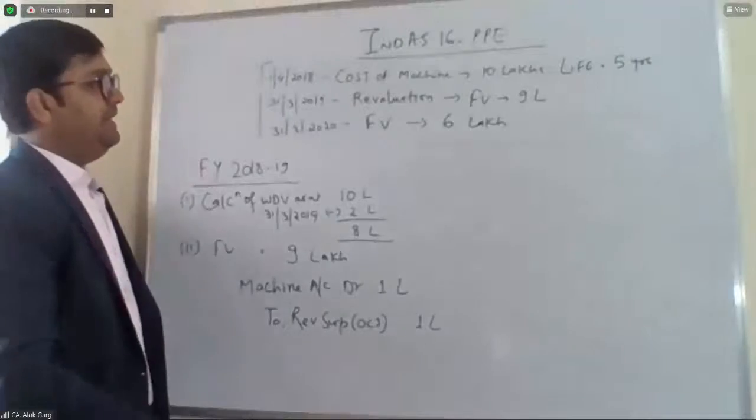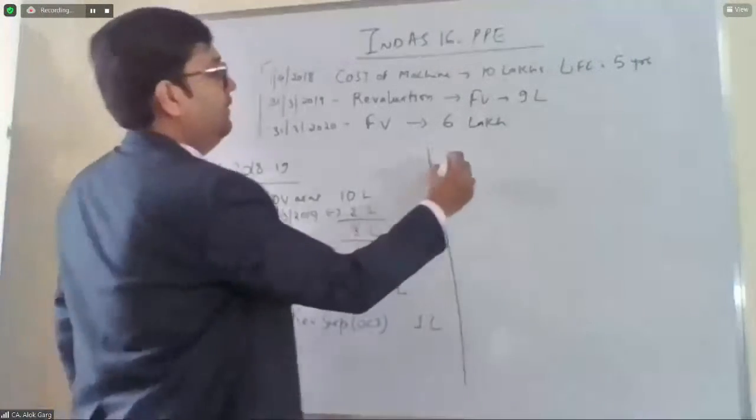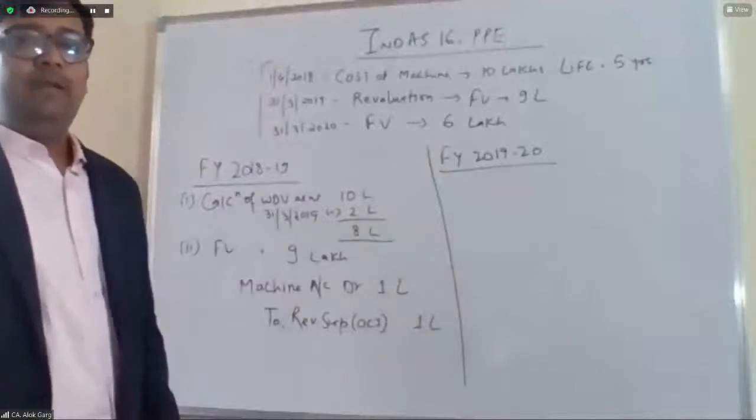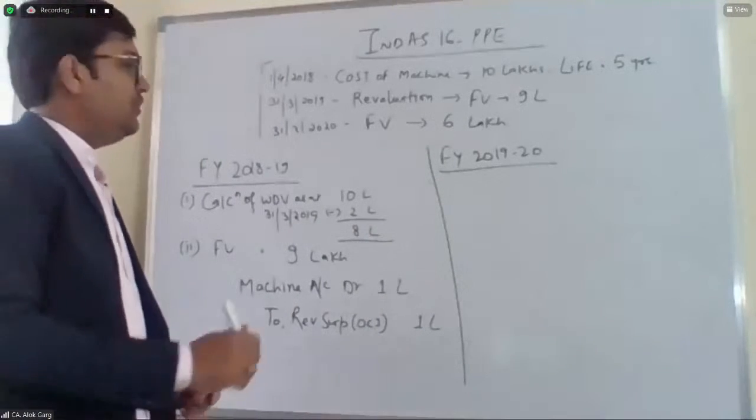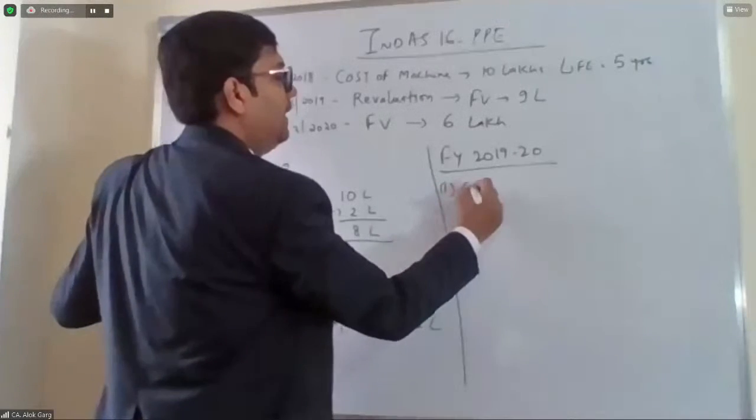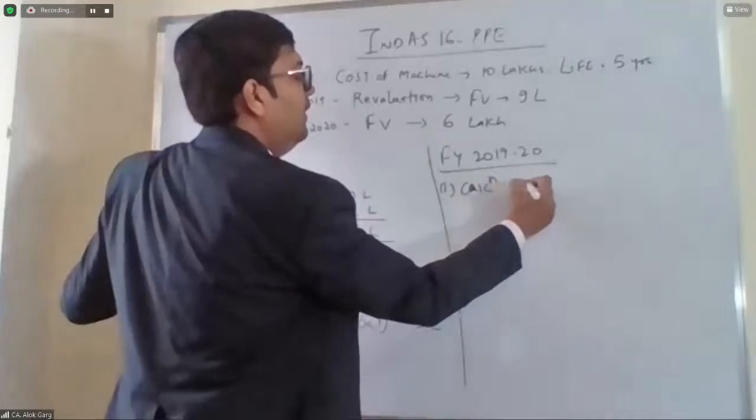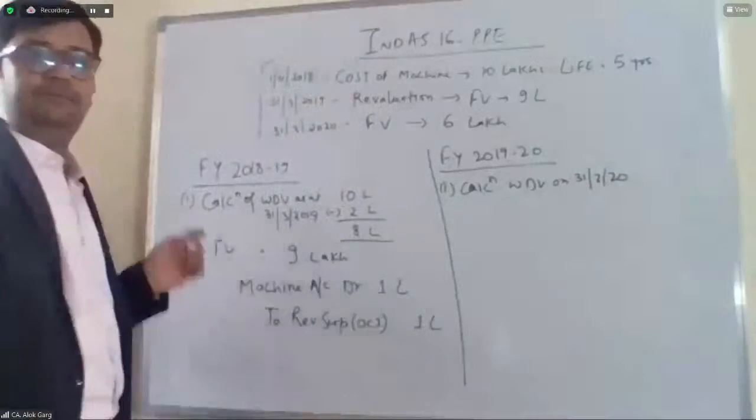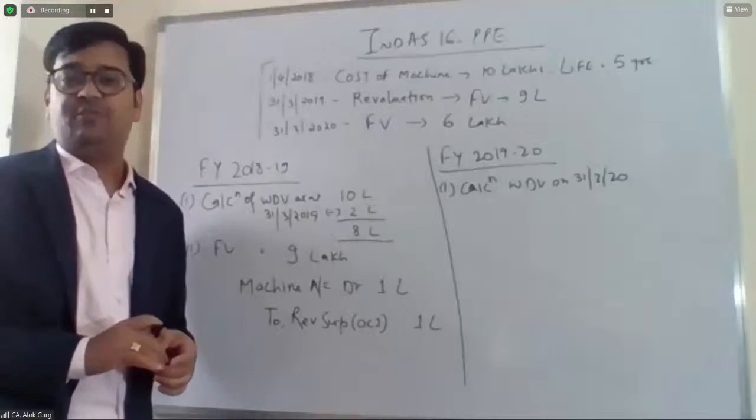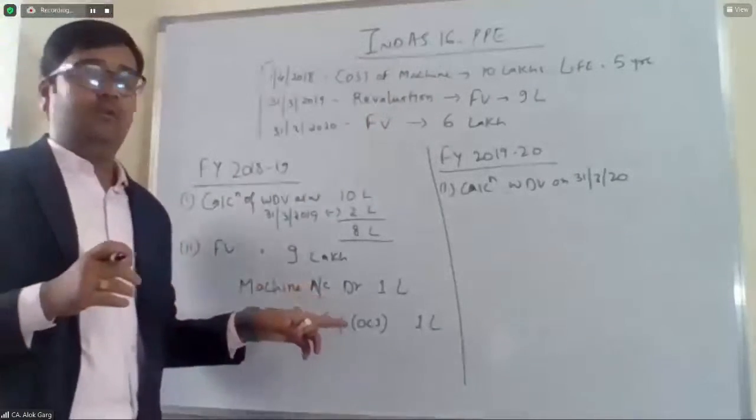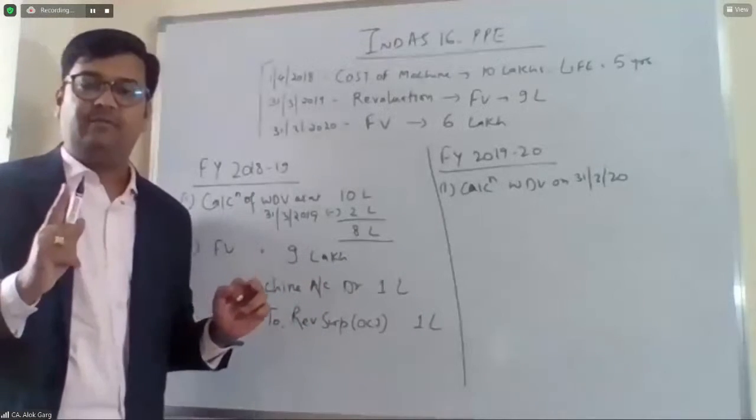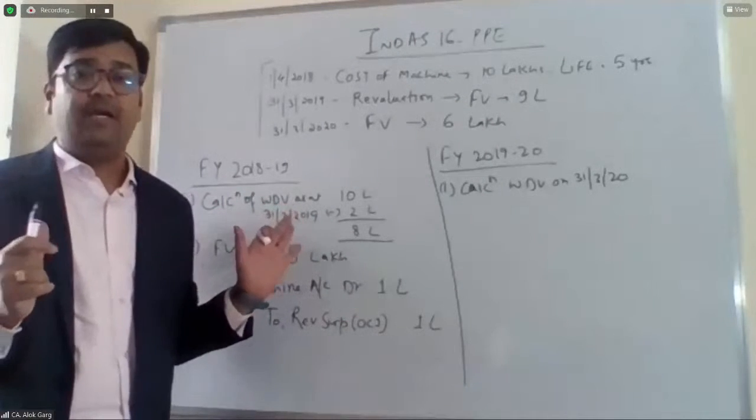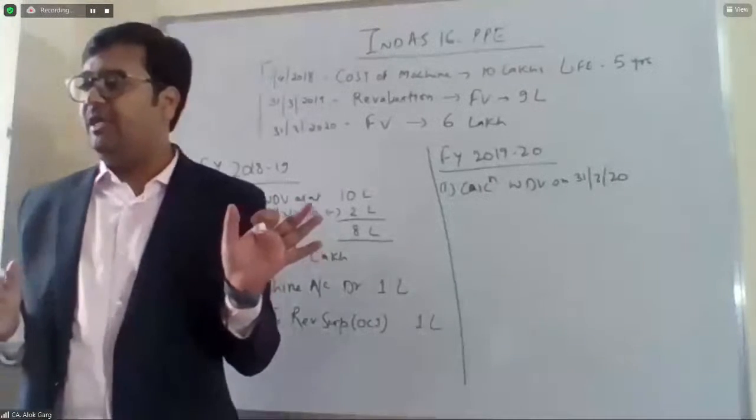Okay, so what will happen in 2019-20? So this was 18-19. In the financial year 19-20, first of all, calculate the WDV on 31st March 20. What will be the WDV on 31st March 20? What is the opening value? The opening value will become 9 lakh. Am I right? The WDV of 8 lakh will be replaced by 9 lakh. Am I right, Ambika? Am I right, Purushottam? Pujita, Chavi, Nanda?